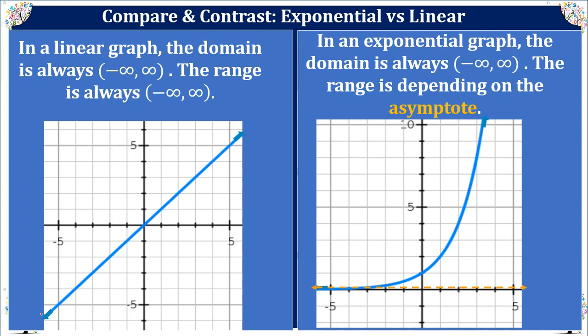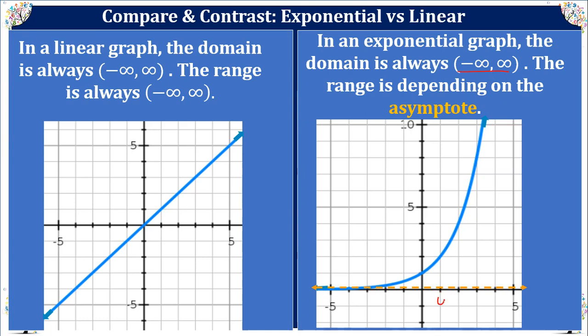Now let's look at our domain and range. For this linear function, our domain is all real numbers, and our range is all real numbers. Our graph is continually going left and right, as well as going forever down and up. In our exponential graph, we can see that our domain is all real numbers, but the range is going to be different than in a linear. It all depends on our asymptote.